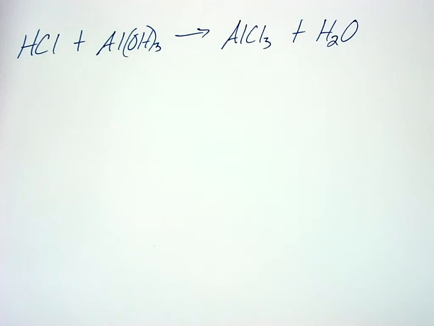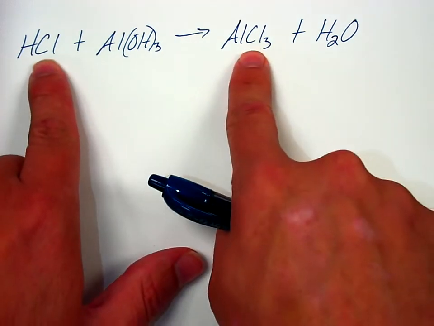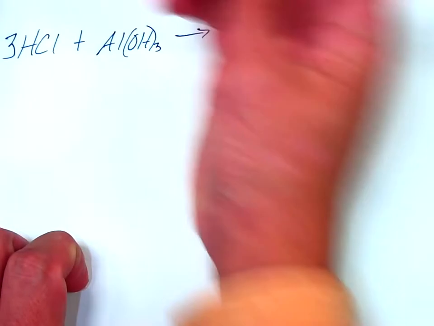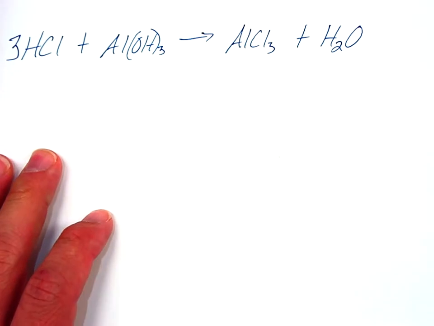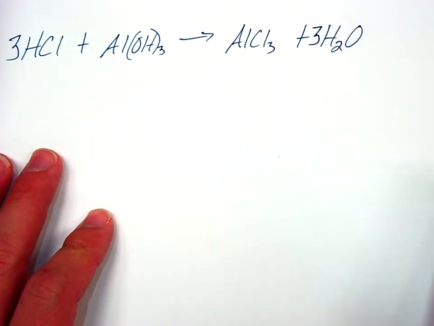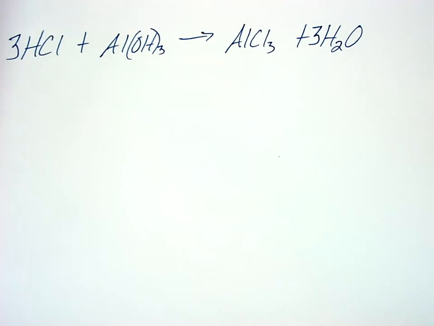It looks like we need to balance it. My chlorines are bad, so we can put a 3 here. All right, and now my hydrogens are off, so if we put a 3 here, now there's 6 H's on each side, and we're balanced.